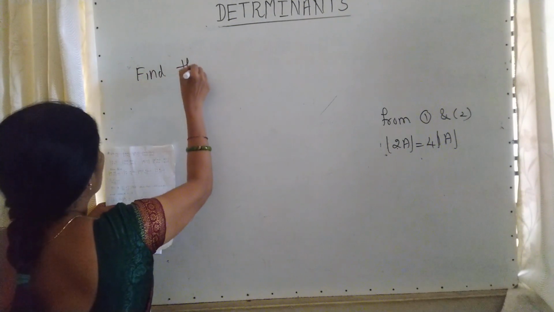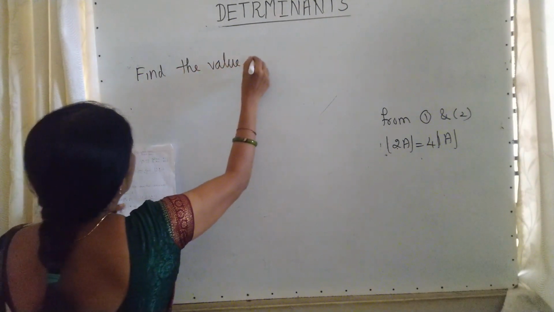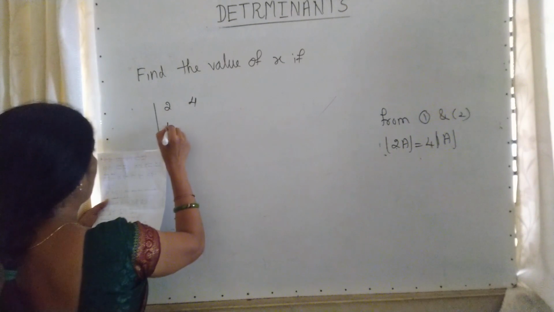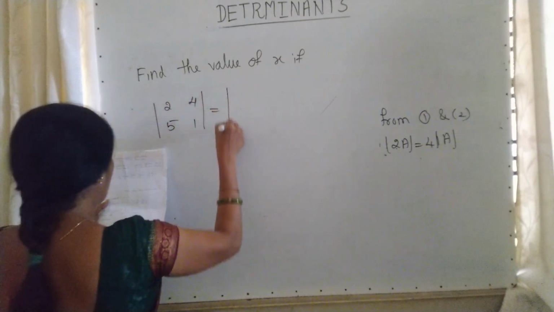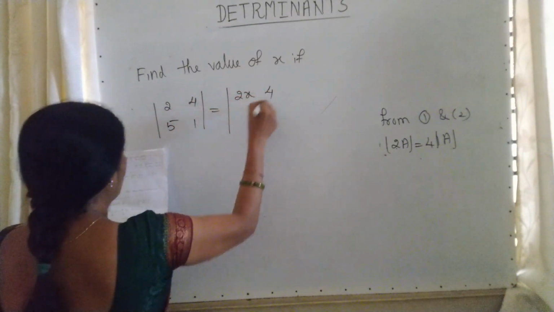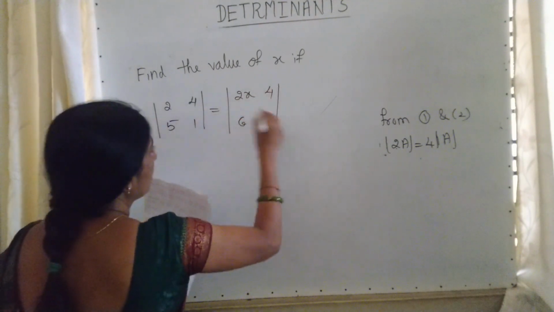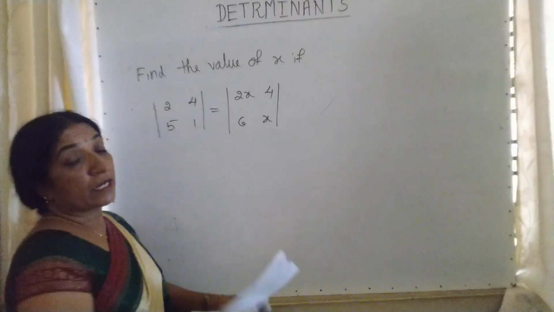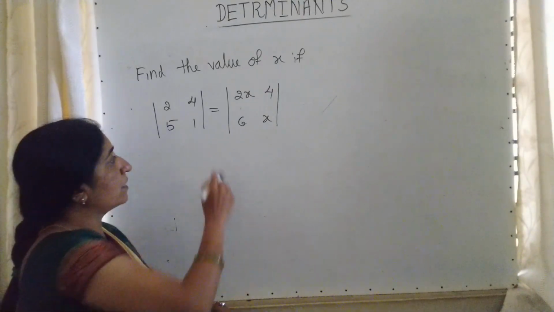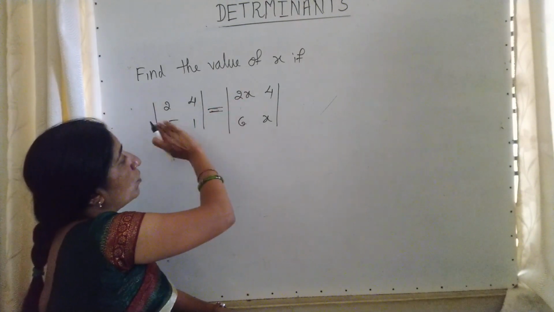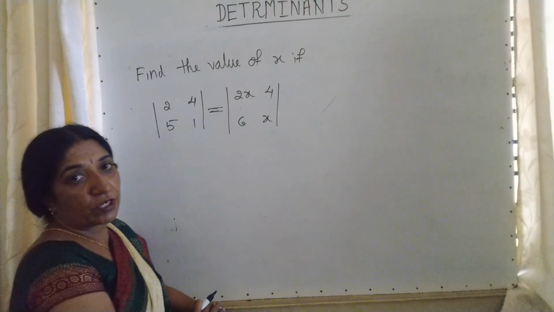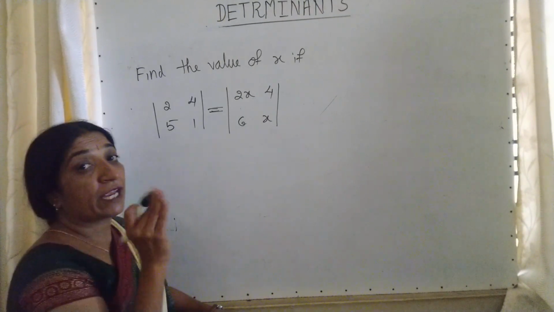Next one. Find the value of x if 2, 4, 5, 1 is equal to 2x, 4, 6x. See students, note it very carefully, because if the same question comes in the matrices, in the middle equal sign, we are equating the corresponding elements, correct or not? We are equating the corresponding elements, but in the determinant we cannot equate.